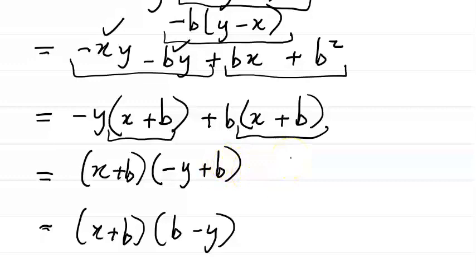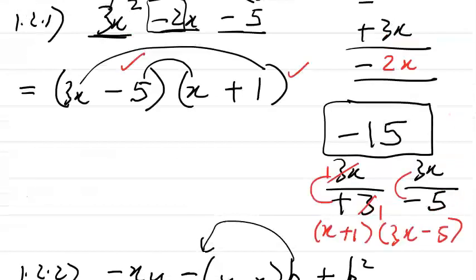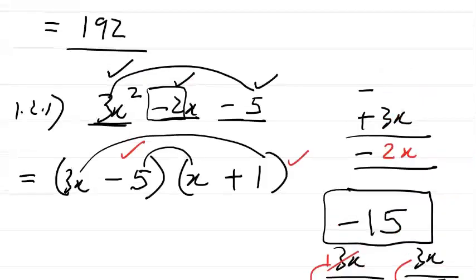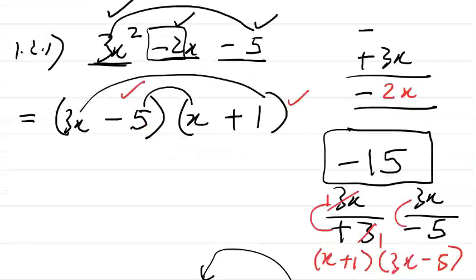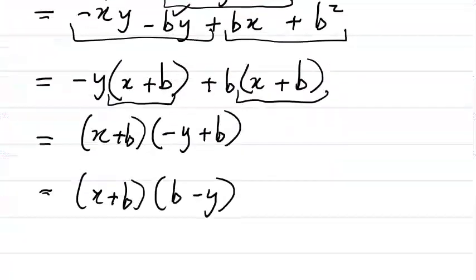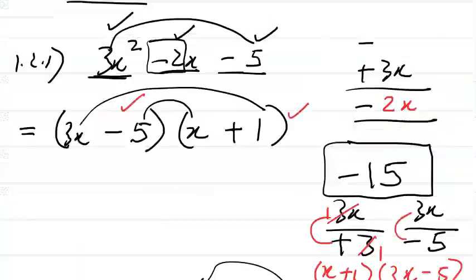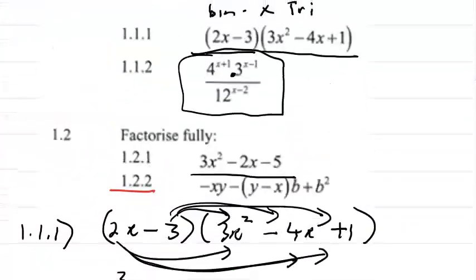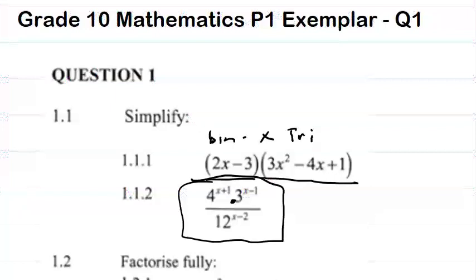So that was grouping in pairs. Let us remember with factorization, only two types were tested here, okay? Grouping in pairs and trinomials. You need to know 5 types of factorization. Okay, so in this particular question, question 1 of our exemplar, learners go through it, try answering the questions first before looking at the solutions, and I will see you in the next video.